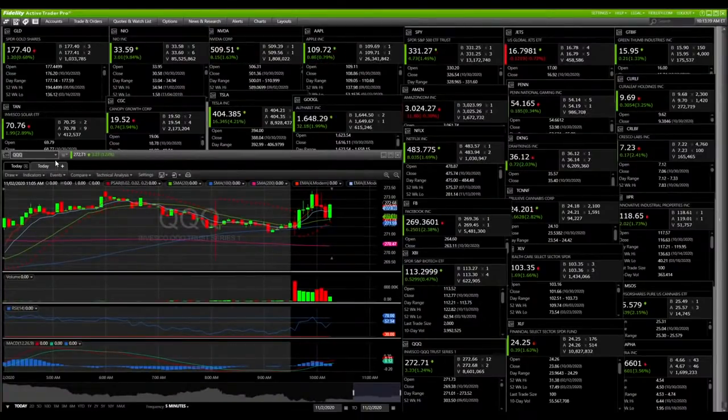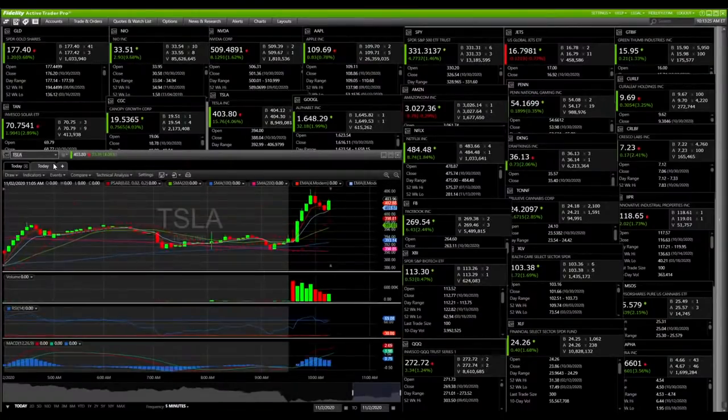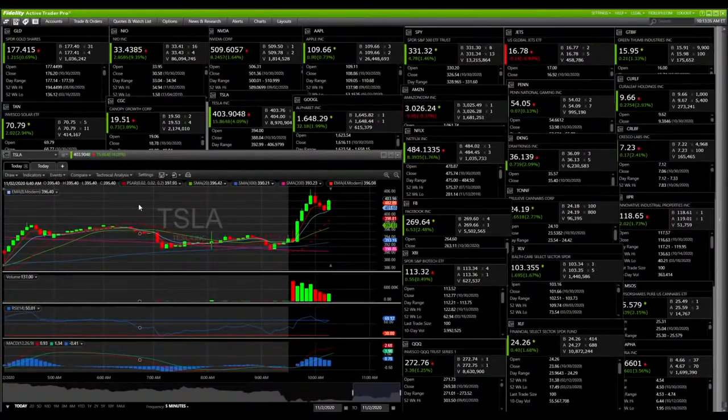QQQ, solid bounce. Certainly helping Tesla bounce. 5-minute higher low set on Tesla. Most important short-term support now, 480. 480 cents.